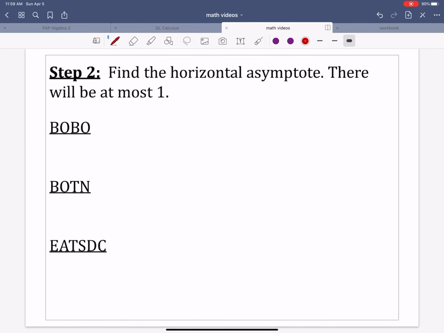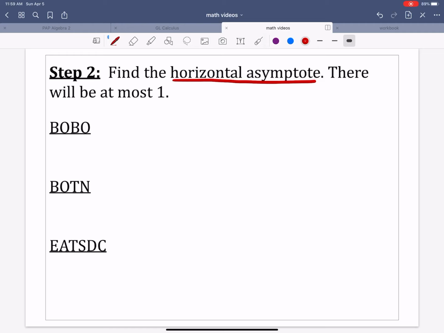Now, step 2 is the step that is, in my opinion, the most complicated in these general rational functions like this. So it's to find the horizontal asymptote. And the nice thing about the horizontal asymptote is there will be at most one. You will not have 2 or more. You'll have at most 1. Sometimes you won't have 1 at all.